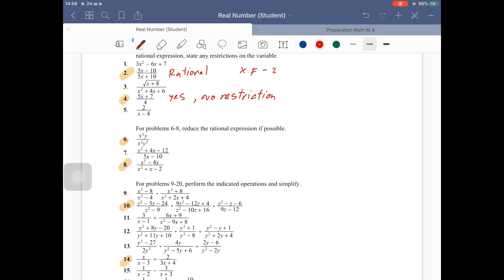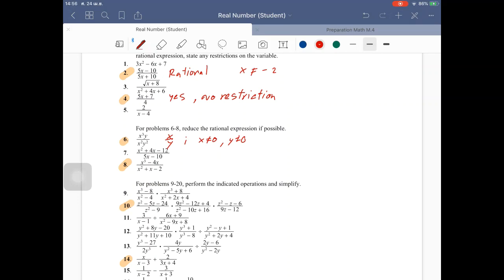Question 6. After you simplify everything, you get x over y. And x cannot be 0 and y cannot be 0. Because if x and y were 0, we cannot find the answer. The answer can't be found.